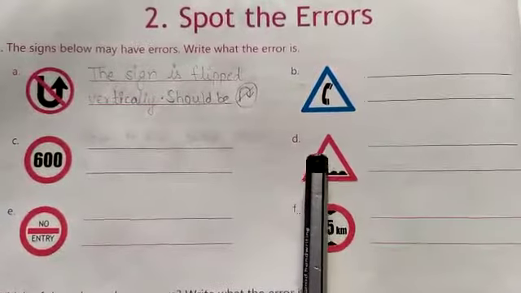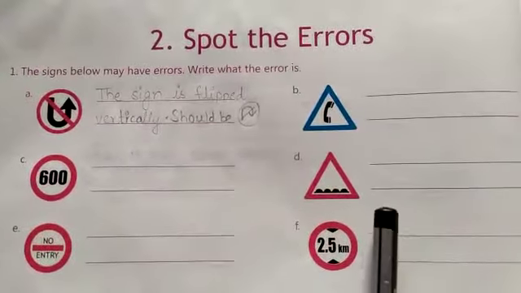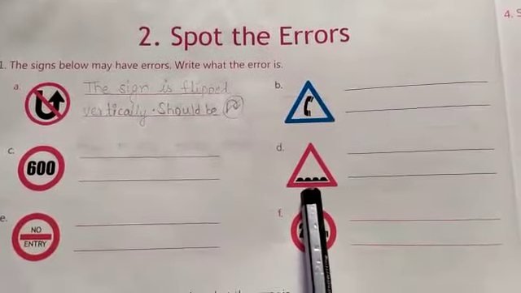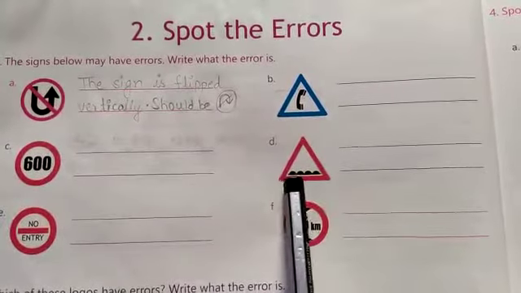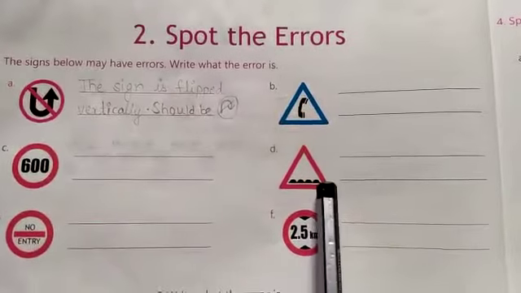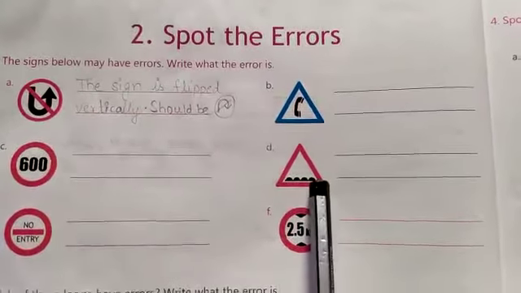Moving on to the D part. Here we can see triangle. In this D part, this is a warning sign. Warning sign for humps. And the warning sign for humps ahead does not have 4 bumps. Can you see here? Black humps have been shown. So the warning sign for humps ahead does not have 4 humps.